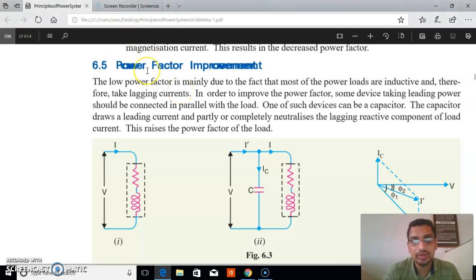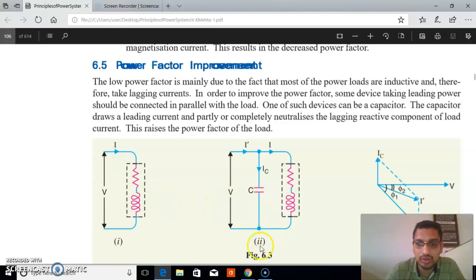In this video, we can see the power factor improvement by using a static capacitor. Now look at figure 1. In figure 1, we connect a load that is inductive in nature to a voltage supply V. I is the current through the load, and V is the circuit voltage. I is the circuit current, V is the circuit voltage.